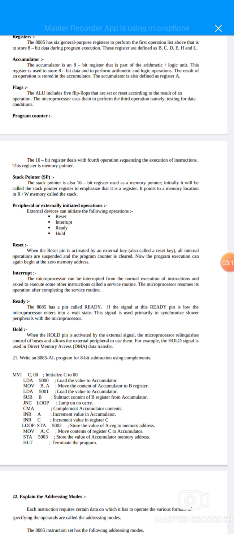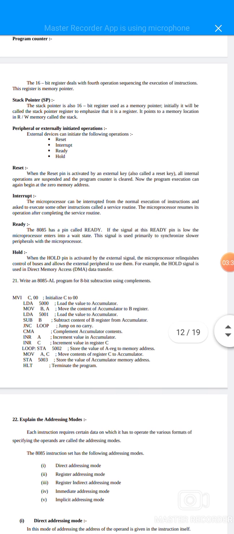Ready: the 8085 has a pin called ready. If the signal on the ready pin is low, the microprocessor enters into a wait state. This signal is used primarily to synchronize slower peripherals with the microprocessor. Hold: when the hold pin is activated by an external signal, the microprocessor relinquishes control of the buses and allows the external peripheral to use them. For example, the hold signal is used by the direct memory access DMA data controller.